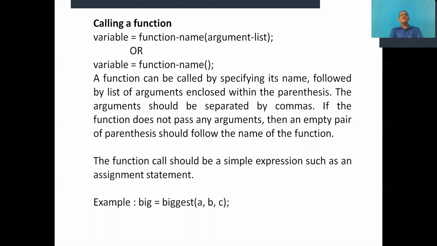Then you use the second form of syntax, variable equal to function name with the pair of parentheses empty. It means they are not passing any arguments from the calling function to the called function. In the first form, if you are passing more than one argument, each and every argument should be separated by commas.